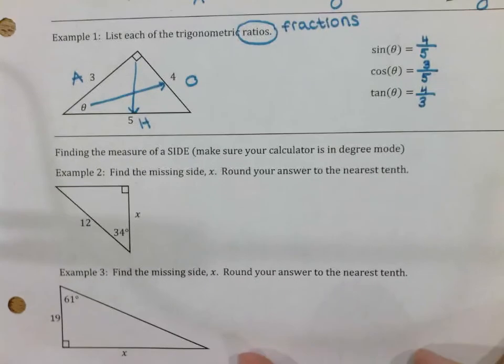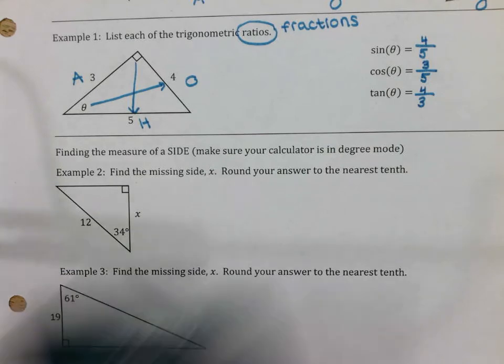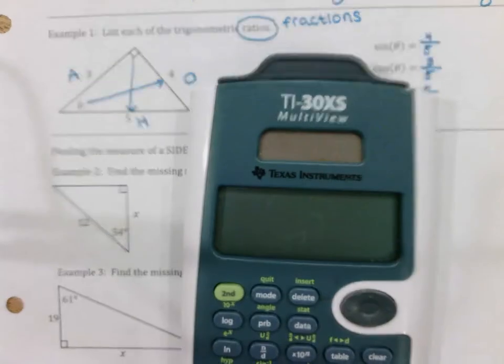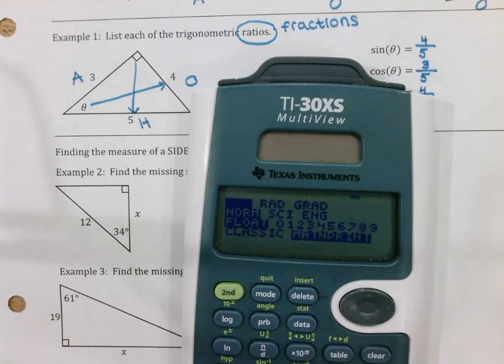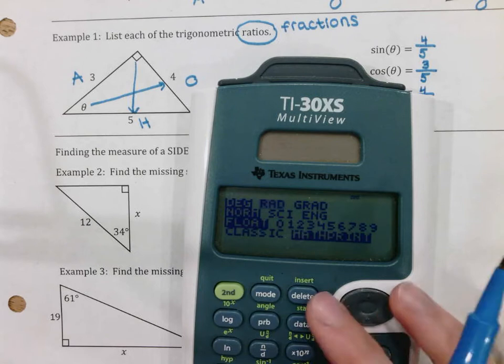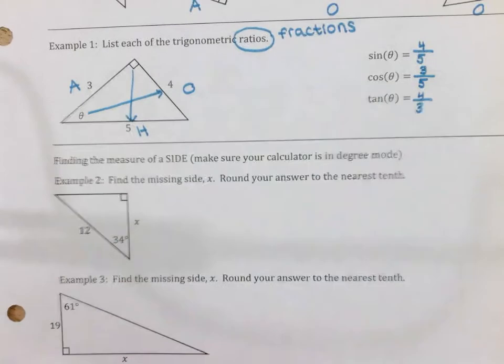Okay, so now we're going to get into the meat of the lesson. We're going to start by finding missing side lengths, like right here, for these triangles, and then we're going to finish with finding missing angles. So you will need a calculator, and you will need it in degree mode. I'm using one of these calculators, but for any calculator, you want to go to mode right there and make sure degree is highlighted. Sometimes radians is highlighted by default, so you want to make sure degree is selected. And then you can go ahead and clear out of that screen.